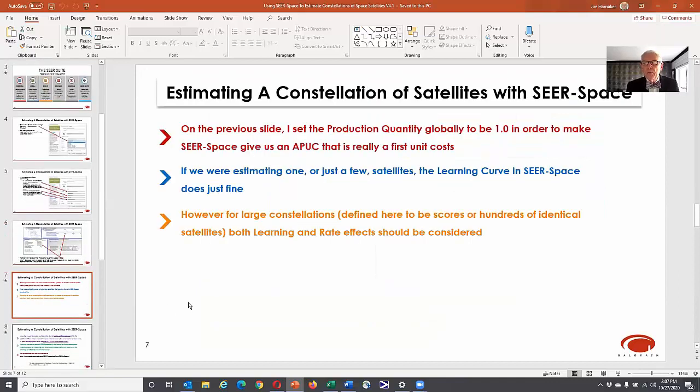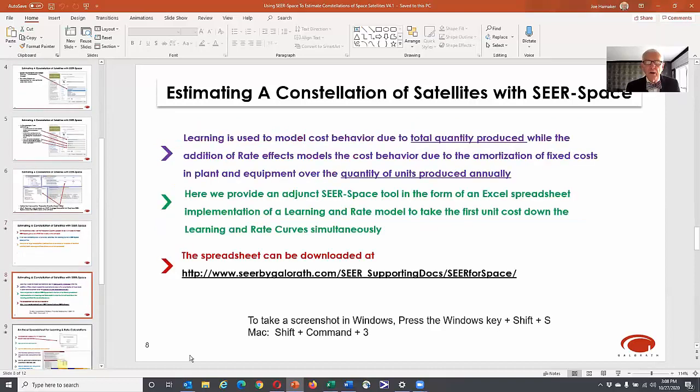So I set the production at 1 in order to make SEER Space give us an APUC that's really a first unit cost. If we were estimating just a few satellites, the learning curve in SEER Space does just fine. However, for large constellations, and here I've defined that, as I said earlier, to be double-digit numbers of satellites, up to hundreds, we want to take into account both learning and rate effects. I'll explain that on the next chart.